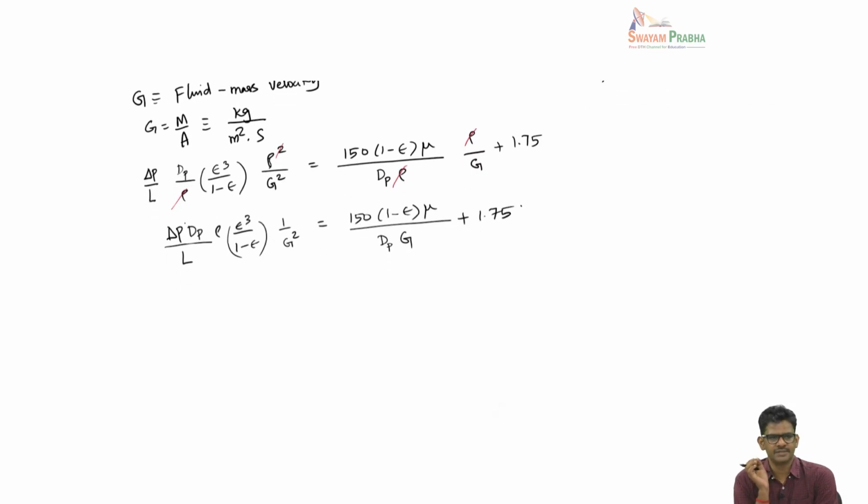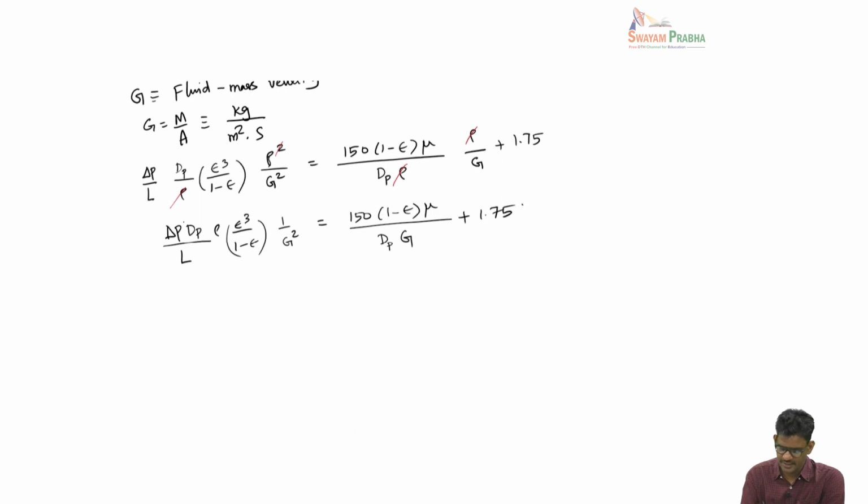So I can replace the velocity in this Ergun equation with the fluid or gas mass velocity. You can see now I have a G squared term here. Wherever I had velocity V, I have written it in terms of fluid mass velocity. Generally the packed bed operates under turbulent conditions, so we have to worry about this particular term.